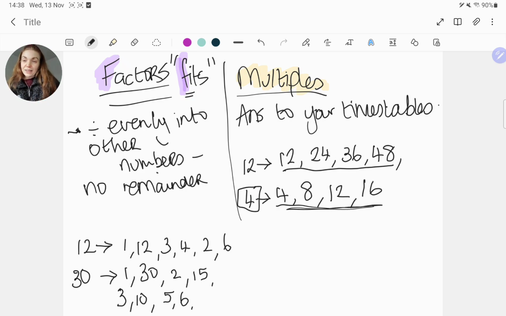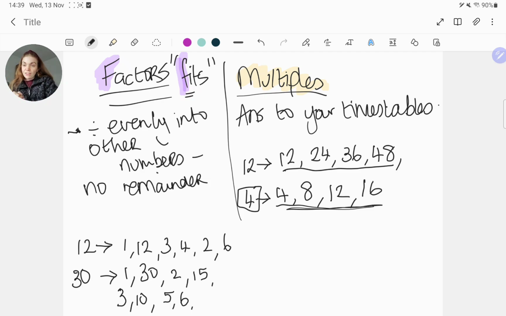Okay, so let's do a little recap. We've looked at factors and multiples. Remember, F for factor, F for fits. Factors fit into other numbers, so they divide evenly into other numbers. I tend to do factors in pairs. For example, the factors of 6 are 1 and 6, and 2 and 3, because 1 times 6 is 6, and 2 times 3 is 6. So all those numbers go into 6.